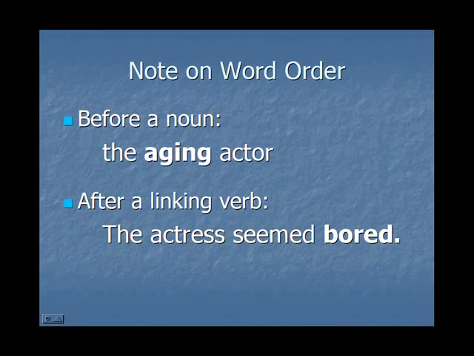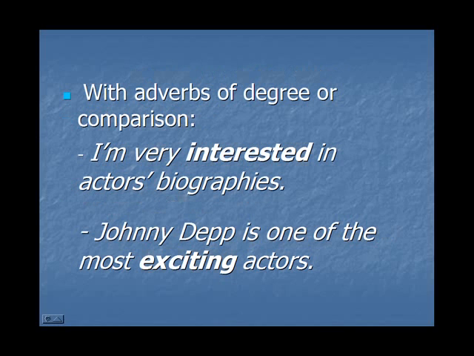Here's a note on word order. Participial adjectives can be used like other adjectives. For example, we can use them before a noun, as in the aging actor. We can also use them after a linking verb. For example, the actor seemed bored. Participial adjectives can be used with adverbs of degree or comparison. Example: I'm very interested in actors' biographies. Very is an adverb of degree.